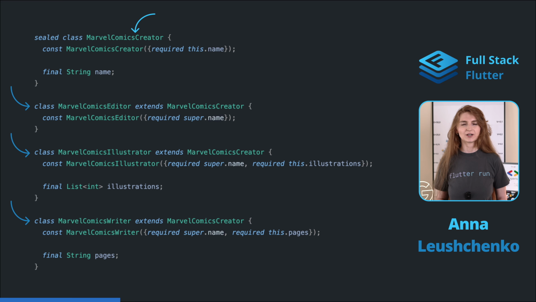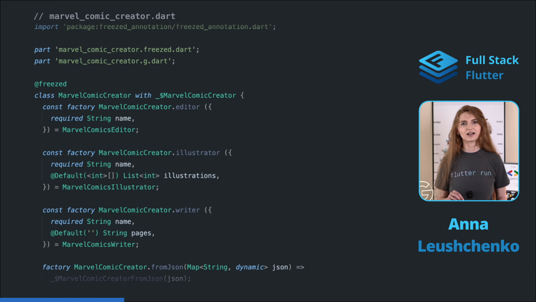But since we are talking about efficiency here, this is how the same hierarchy can be implemented with freezed unions. This way, all the subclasses of Marvel Comic Creator also conveniently implement toString, equals, hashcode and copyWith methods, and have pattern matching capabilities. So we have this single fromJson factory constructor, which somehow has to decide which of the subclasses of the Marvel Comic Creator class to deserialize to.